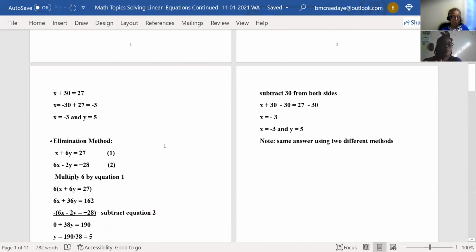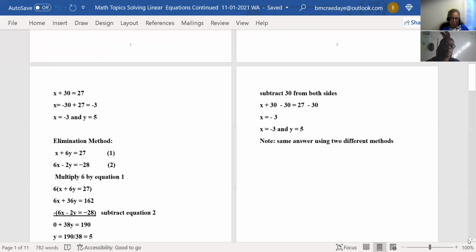Now, for the elimination method, you want to eliminate one of the unknowns, because remember, these simultaneous equations have two unknowns. So we want to eliminate one of them. So when you look at x plus 6y is 27 and 6x minus 2y is minus 28, we can multiply the first equation by 6, and it will be a 6x, and then we can eliminate the x's by subtracting. So multiply the whole equation by 6: 6 times (x plus 6y) equals 27.